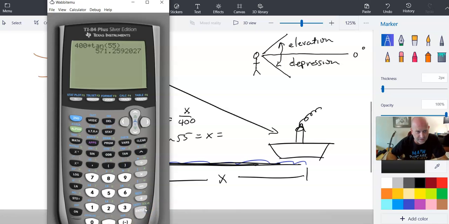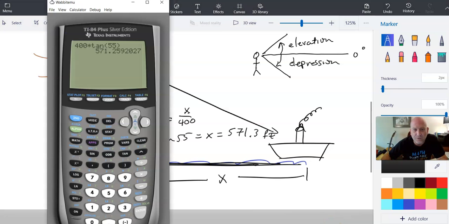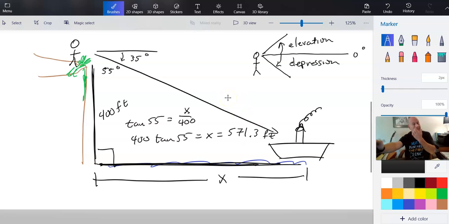571.3 meters or feet out to sea. Sorry, the last one was meters. I was thinking this one was meters too. Okay, so just make sure I copied that right. 571.3. Yeah. Okay, so now let's complicate this a little bit.